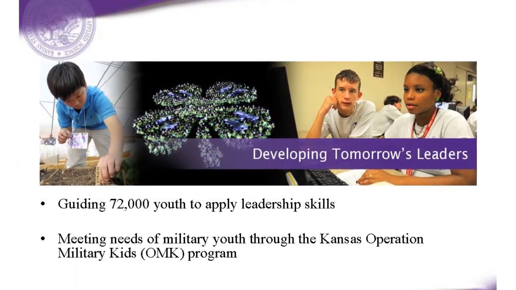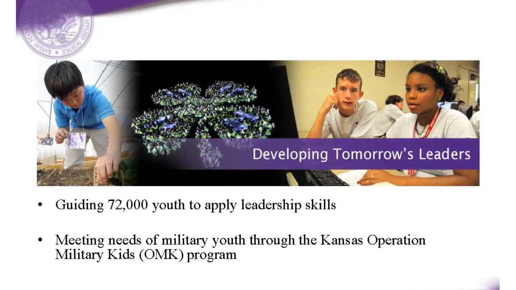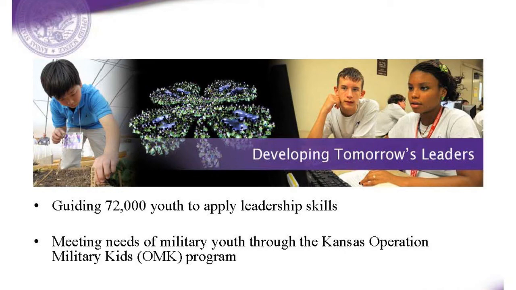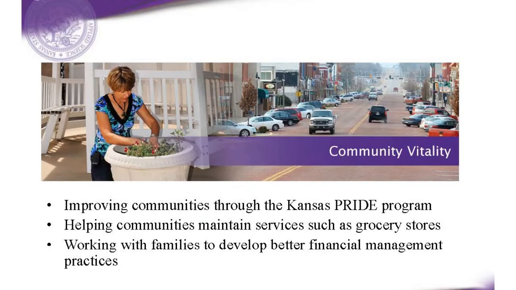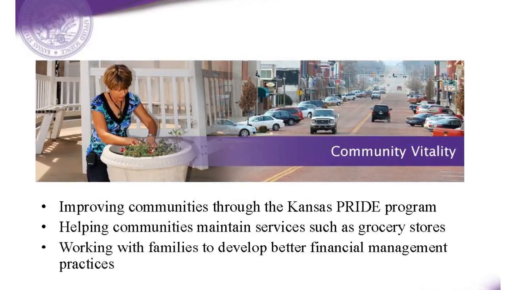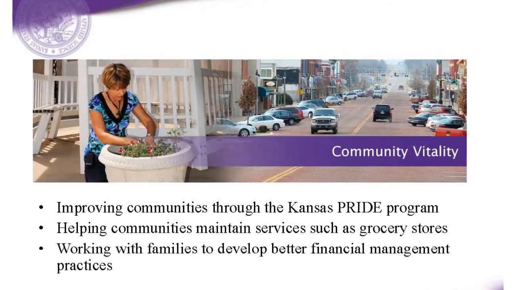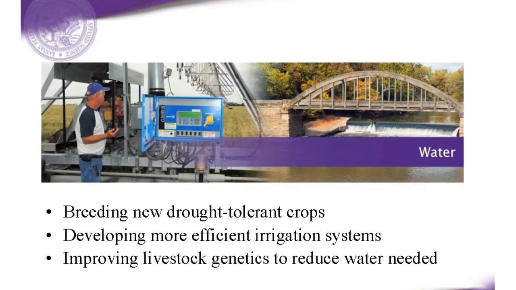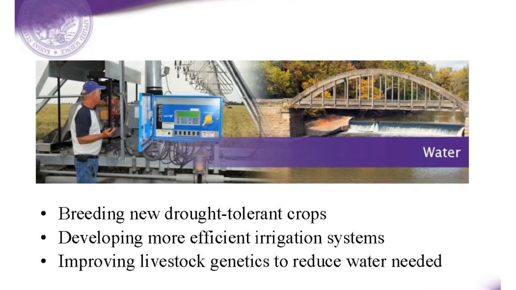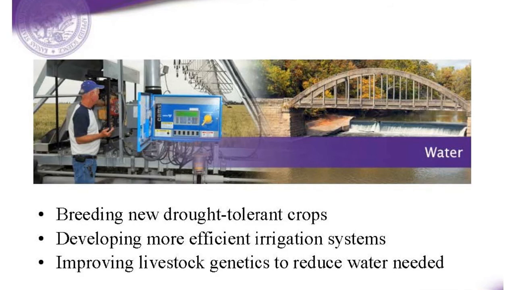Approximately 72,000 Kansas youth participate in 4-H programming where they gain leadership skills to prepare them to be tomorrow's leaders. Kansas also has an initiative focused on the unique needs of military youth. Programming related to community vitality includes guiding communities in improving through the Pride programming, helping communities maintain services such as grocery stores, and working with families to develop better financial management practices. Programming related to water includes breeding new drought-tolerant crops, developing more efficient irrigation systems, and improving livestock genetics to reduce water needed.